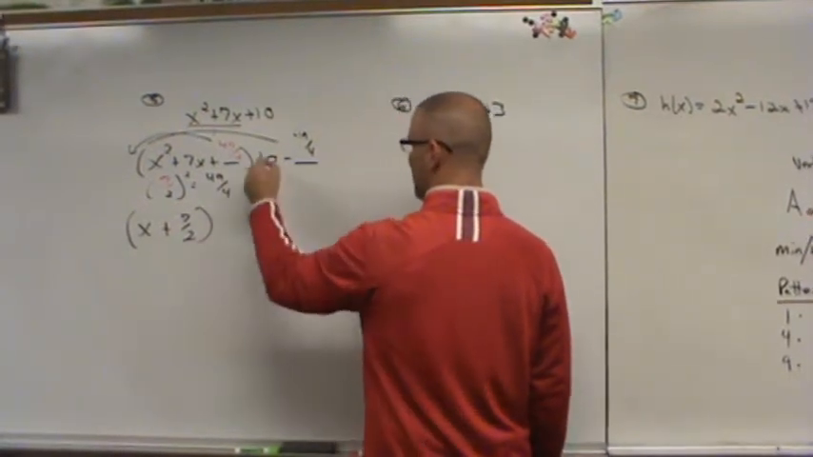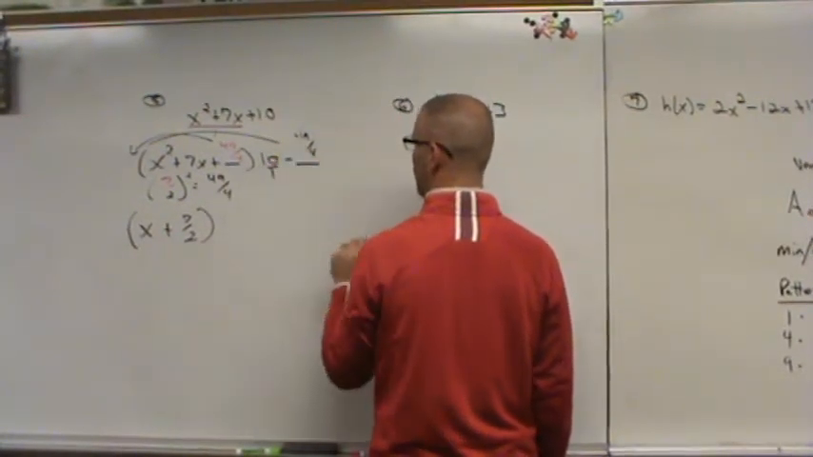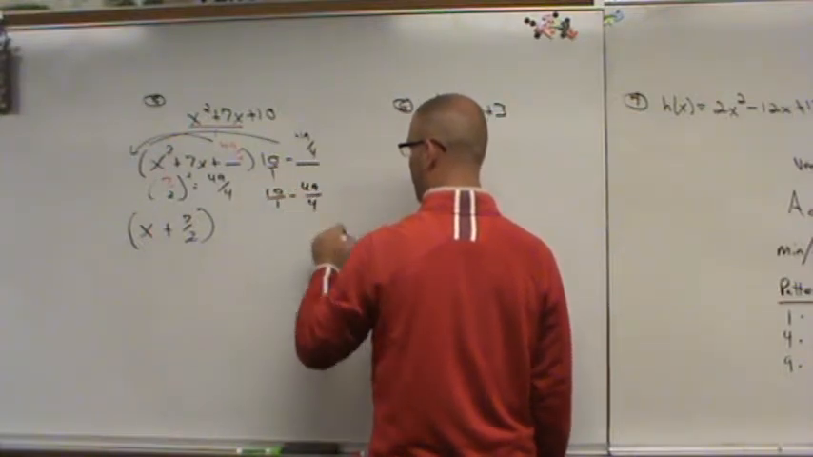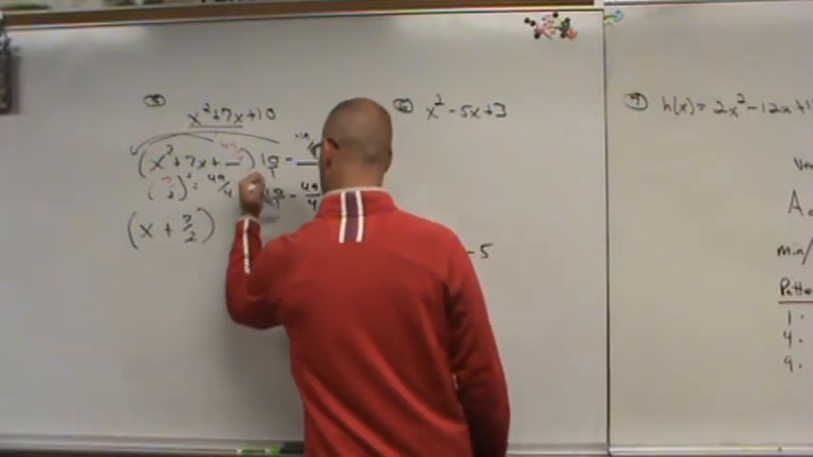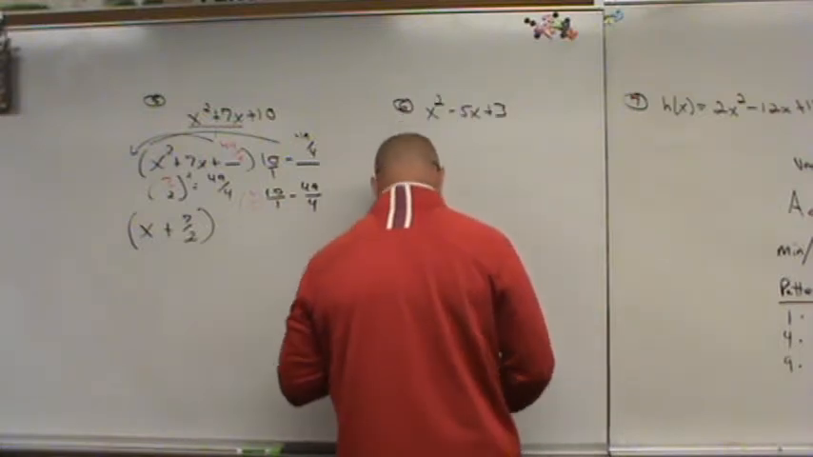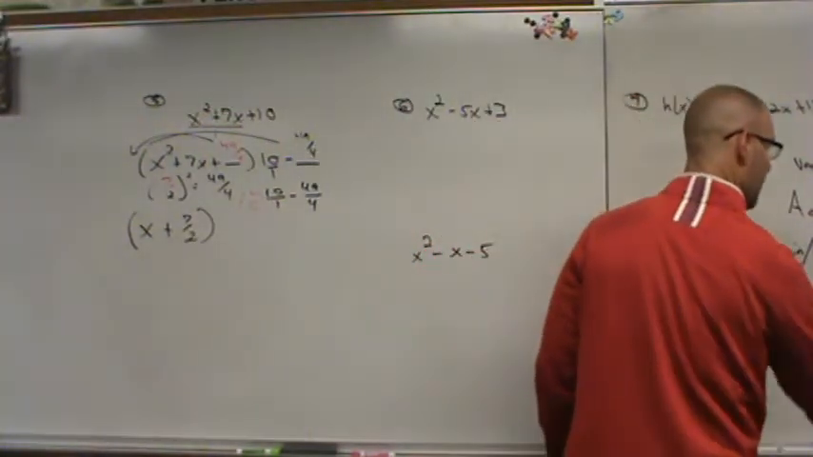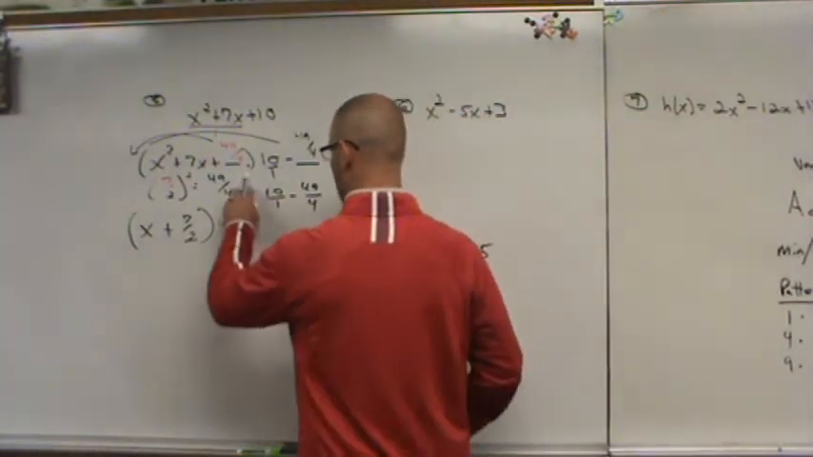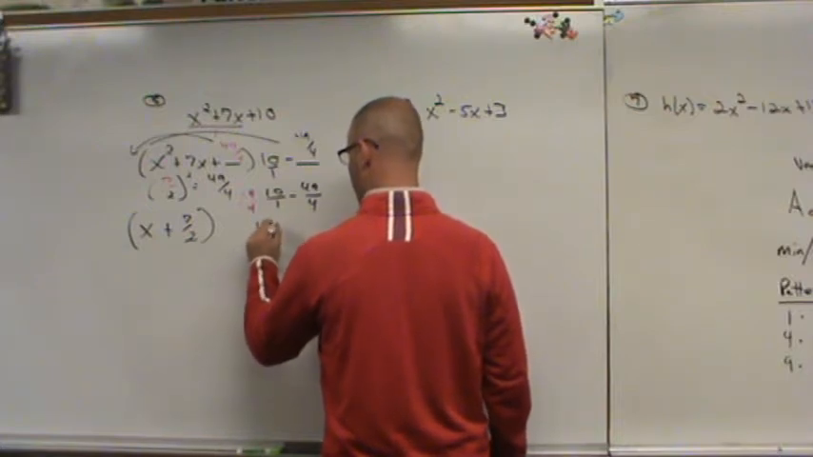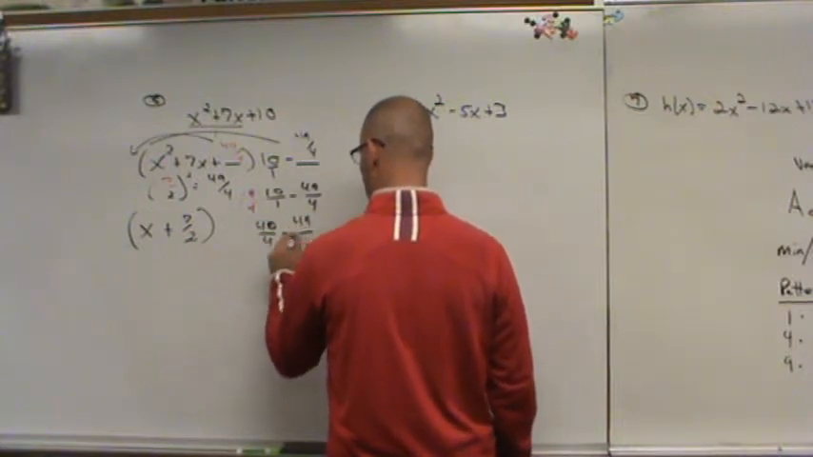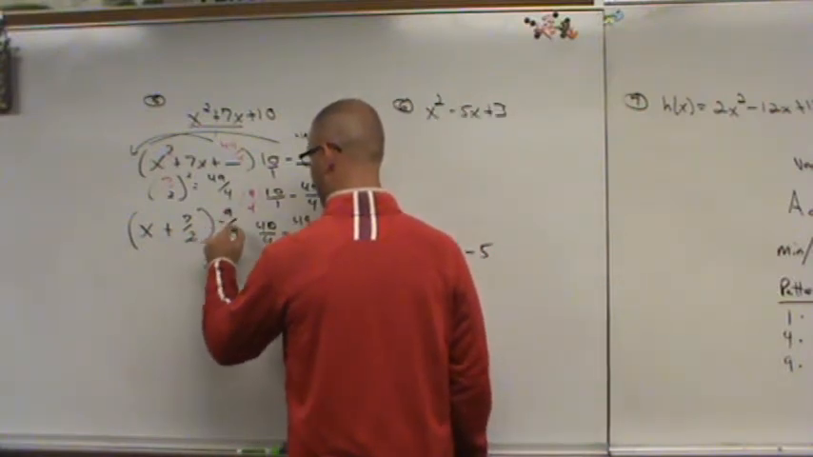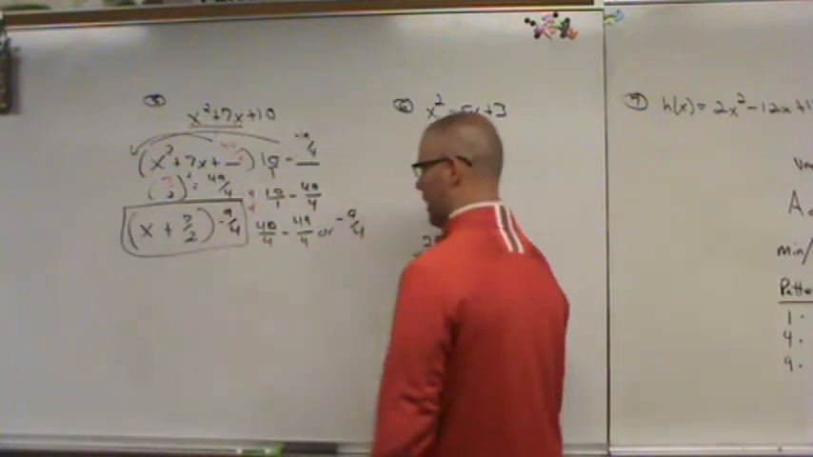And then what about 10 minus 49 fourths, not halves? I have to take 10 over 1 and subtract 49 over 4. I need to convert that 10 over 1 to something over 4. So 4 over 4 times 10 gives 40 over 4 minus 49 over 4, or negative 9 fourths. So when we convert, that's what we get.